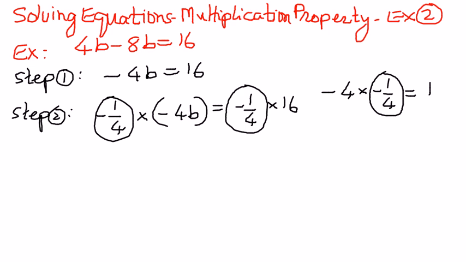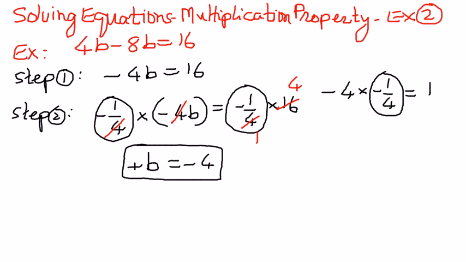So negative times negative is a positive, and then we have a 4 in the denominator, 4 in the numerator, that cancels out. Negative times negative is a positive, and we're finding the value of b. And on the right hand side, 16 is a multiple of 4. 4 times 1 is 4. 4 times 4 is 16. So negative 1 times 4 is negative 4. So therefore, we got the value of b as negative 4.